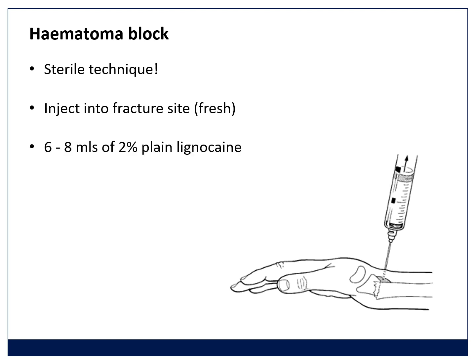You're going to use about 6 to 8 mils of 2% plain lignocaine, and you confirm that you're in the right site by aspirating blood. So you are putting this lignocaine into what feels like blood, but it's the hematoma that you're injecting into. And give it about 10 minutes. You need to give it enough time to anesthetize that area. And this is a good block.